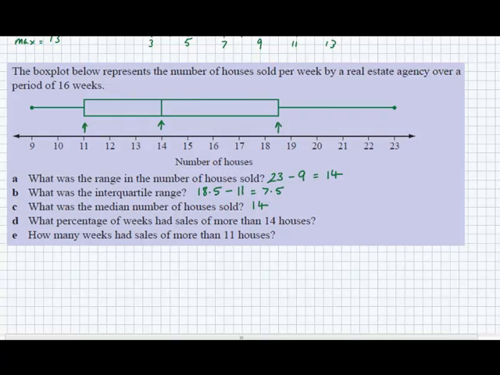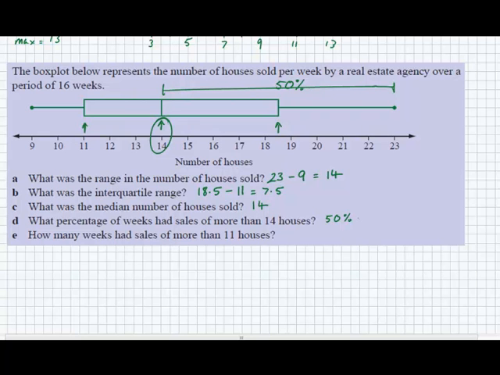What percentage of weeks had sales of more than 14 houses? So if 14 is our median here, it means that above that line, from here to here, is 50%. Because remember, we split our box and whisker into 4 quarters. So that's 2 quarters, which is 50%. So 50% is our answer there.